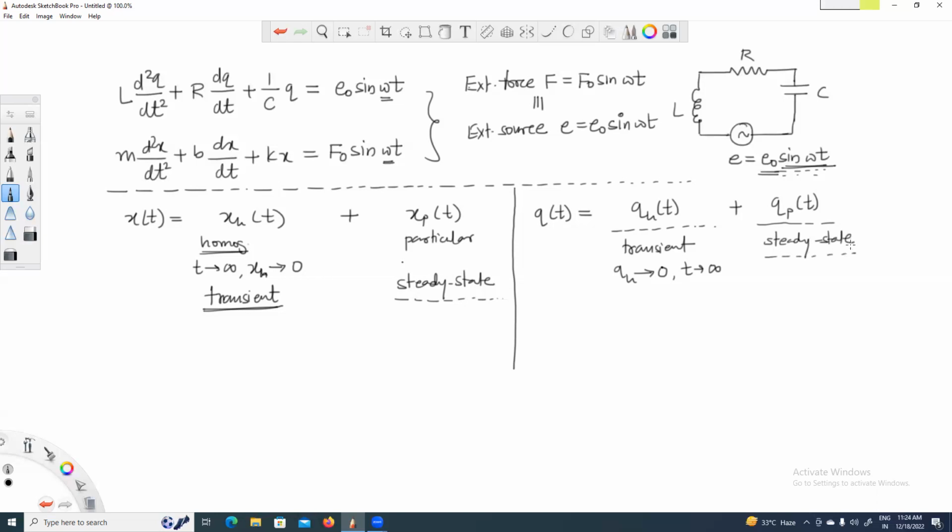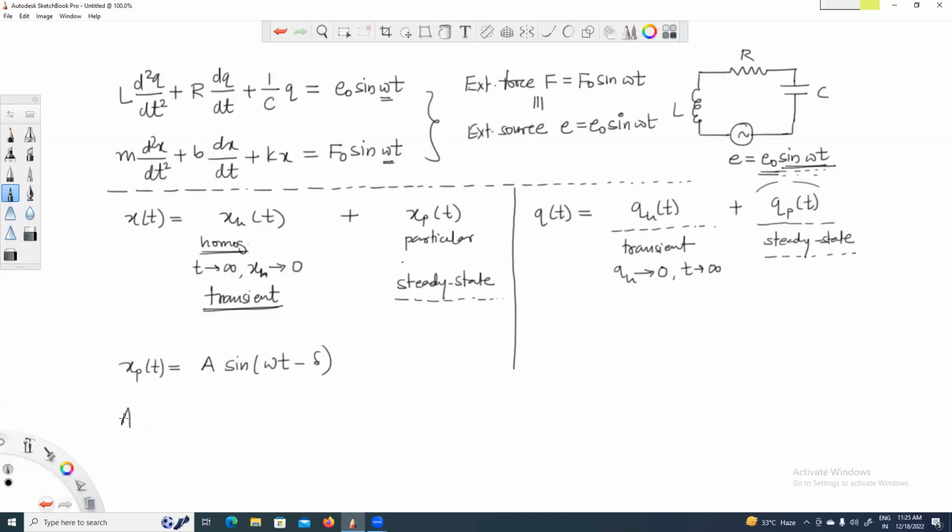And our system, after a certain amount of time passes, will keep oscillating with this particular solution. So let me write down the solution for this x_p of t. It will look like some amplitude times sine of omega t minus some phase angle delta. How to find it? We have already seen that in the previous lecture.